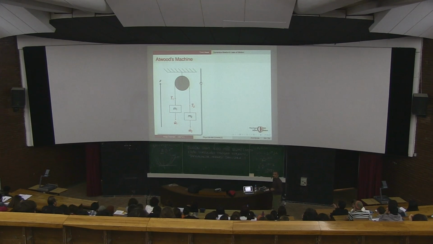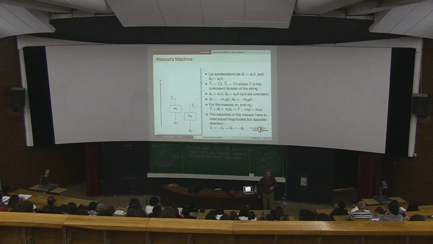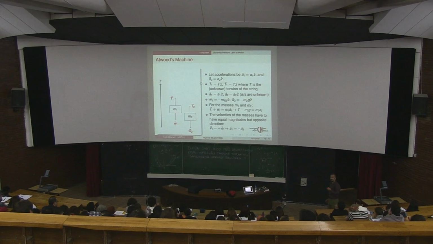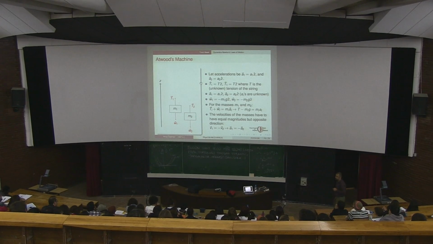As usual, we choose the coordinate axis. These are the forces acting on my masses, their weight and the tension. Just to get rid of all the clutter, we have already used the fact that there is a pulley, there is a string in determining these forces. And these are the only forces acting on my masses. So these are my free body diagrams for these masses.